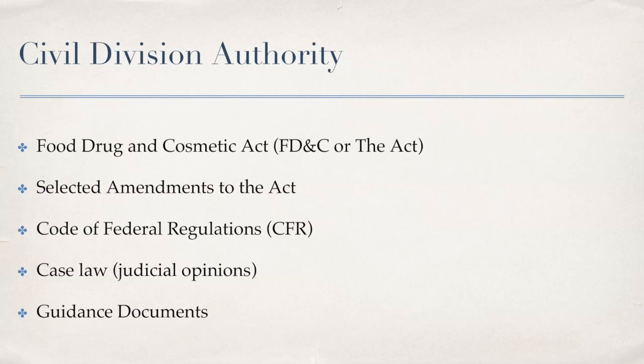For the most part, we're talking about the Food, Drug, and Cosmetic Act. It's been amended at various points, but we still call it the Food, Drug, and Cosmetic Act. We'll talk about the Code of Federal Regulations. We've already this week got into some judicial opinions, and we will also get into guidance documents. Each of these is a place where the FDA gets its authority. And again, think of it in terms of hierarchy when we're talking about which is more important or more authoritative than another piece of information.